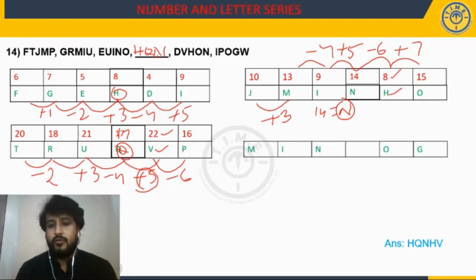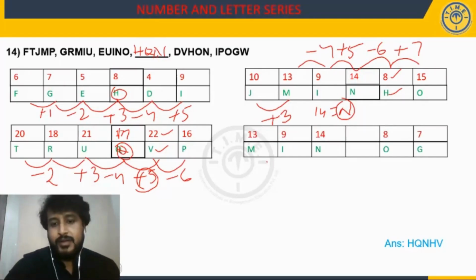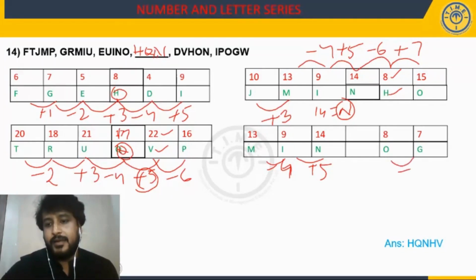Now let's identify the logic in the remaining two sets of letters also. M, I, N, blank, O, G. M's place value is 13, I's place value is 9, N's place value is 14, O's place value is 15, G's place value is 7. Let's check it. 13 and 9. What is the logic? -4. 9 and 14 is +5. 8 and 7 is -1.